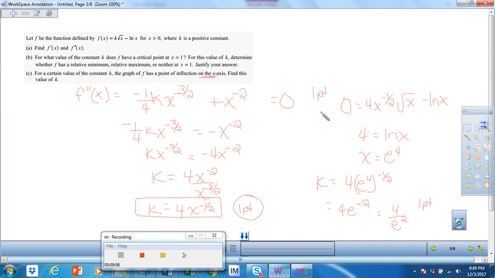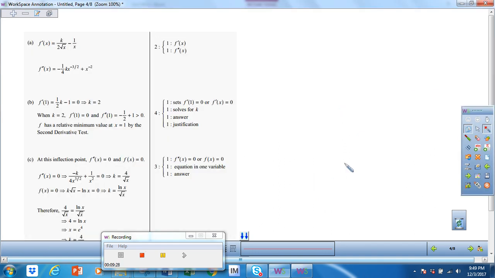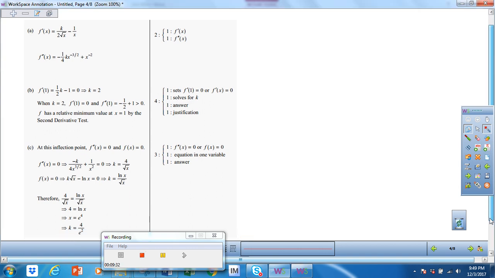So this was worth 4 points altogether, I think. It was worth 3 points. So 1 point for setting the second derivative equal to 0, 1 point for finding the value of k in terms of x, and then 1 point for finding k. Okay? And if you want to look at the rubric, that was the rubric. You can pause it and look at it for a minute.